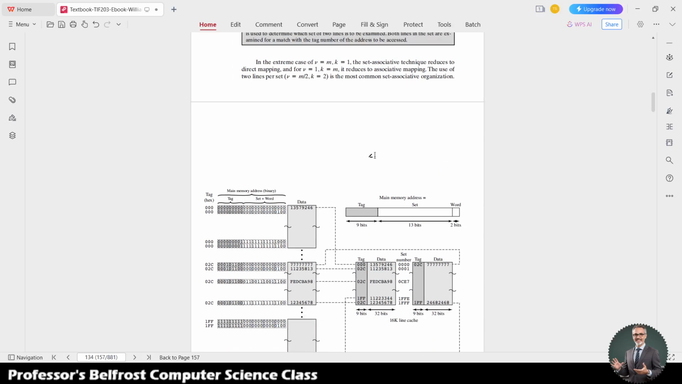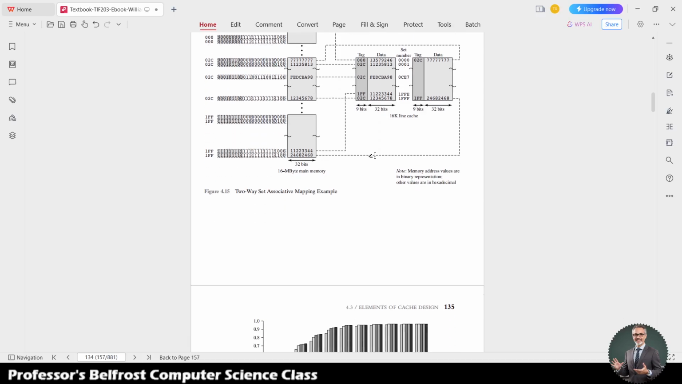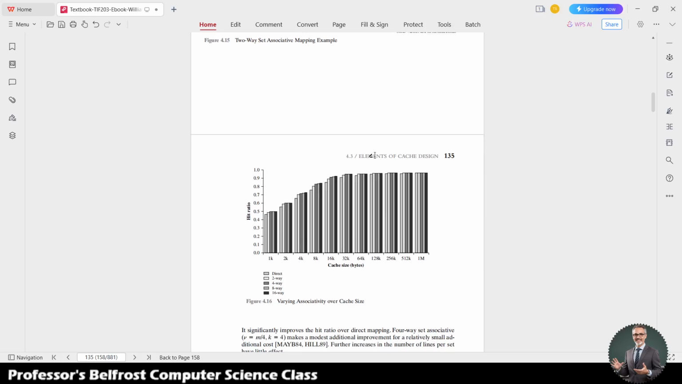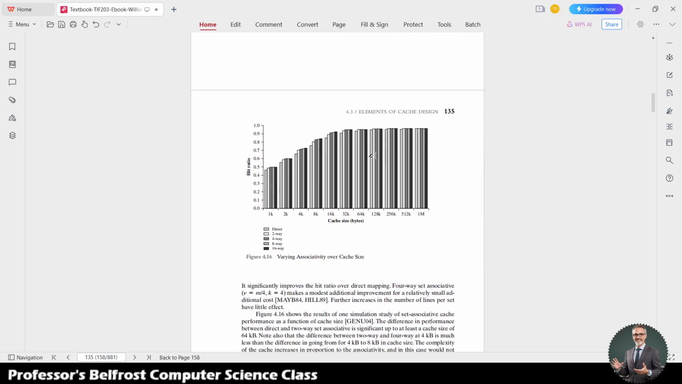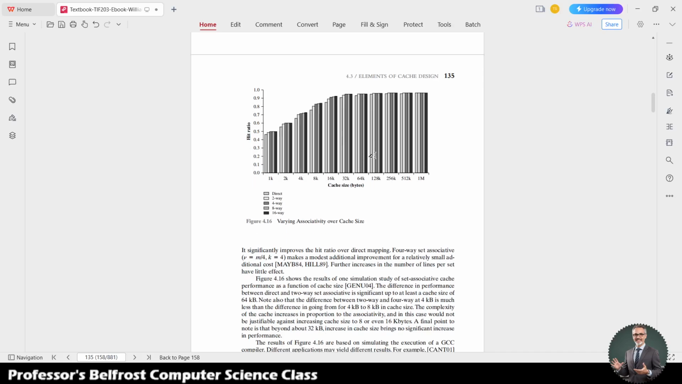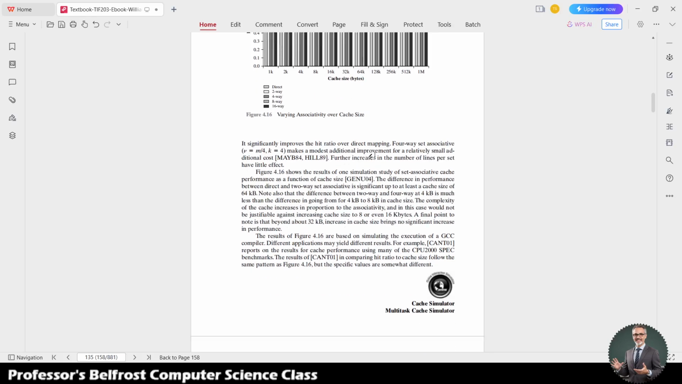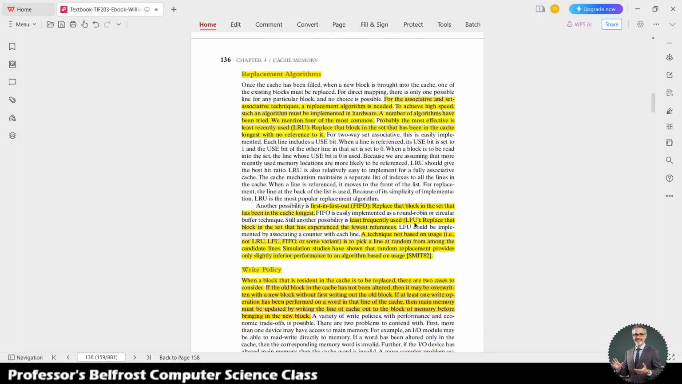It's actually full of figures and examples, but I'm not going to go into a great deal of explanation, just to keep it short. Maybe replacement algorithms will be next time.